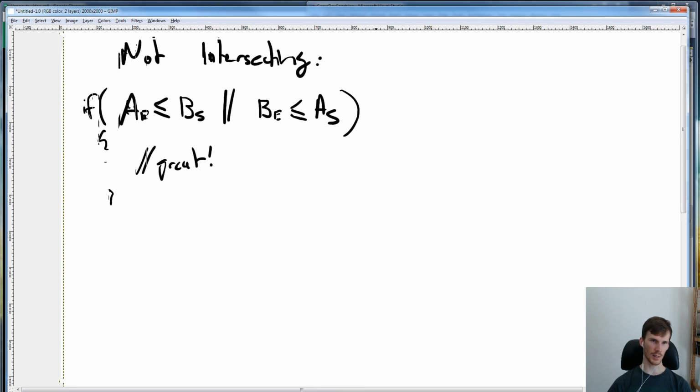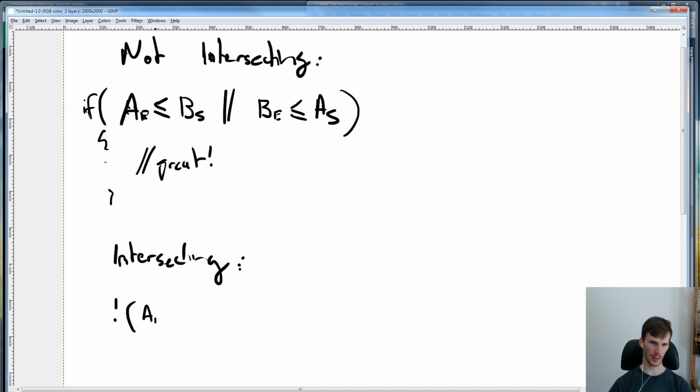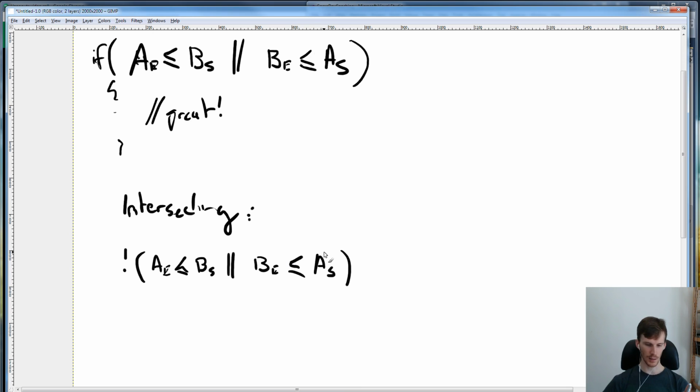let's do the opposite. So the intersecting test is going to be not. It's going to be exactly the opposite. So not A end is less than or equal to B start, or B end is less than or equal to A start. Okay, so this is how we test that they are intersecting. So are you sort of happy with the logic that's gone into that? Yep.